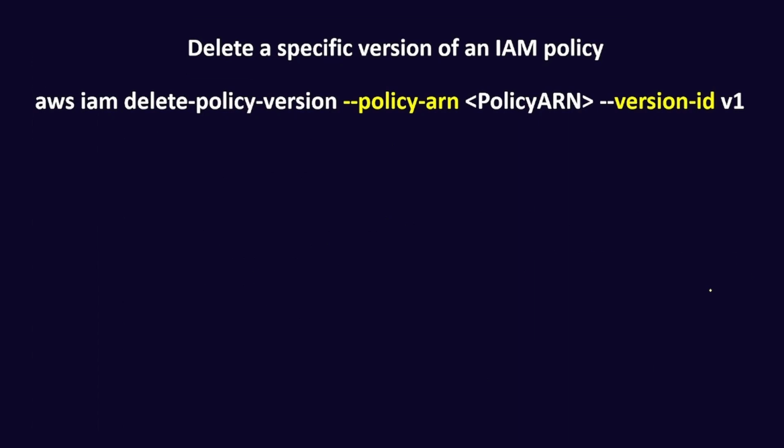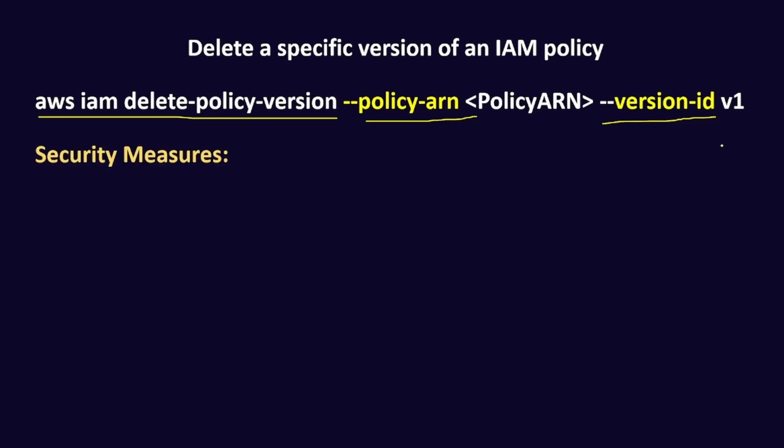This is how you can delete a specific version of an IAM policy. You just have to write aws iam delete-policy-version, and we have to provide two parameters here. The first one is the policy ARN, that is policy Amazon Resource Name, and the version ID, which version ID you want to delete, v1 or v2. Okay, and this is the command for deleting a specific version of an IAM policy.